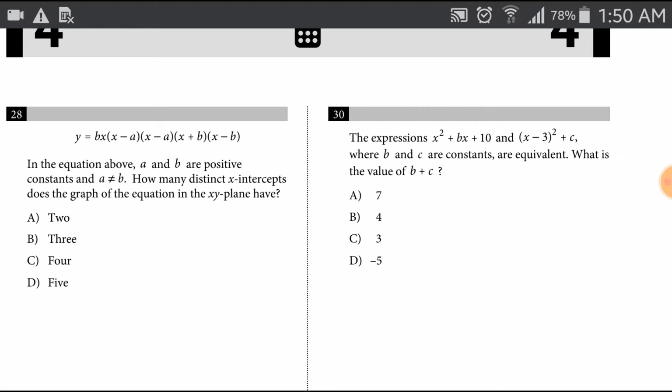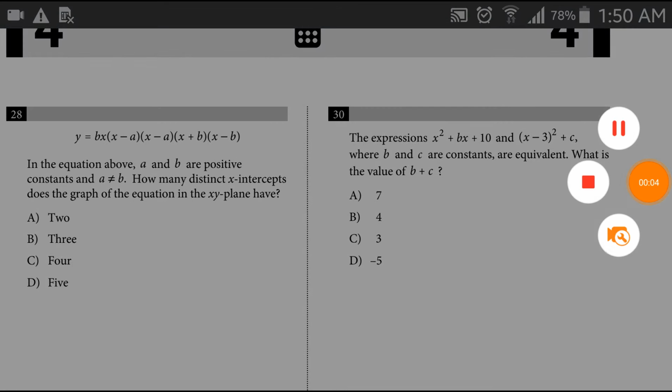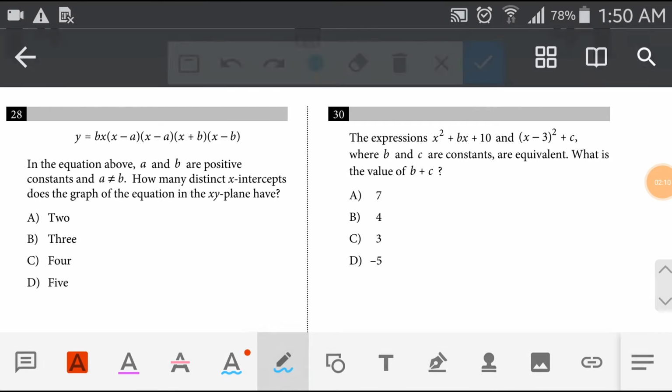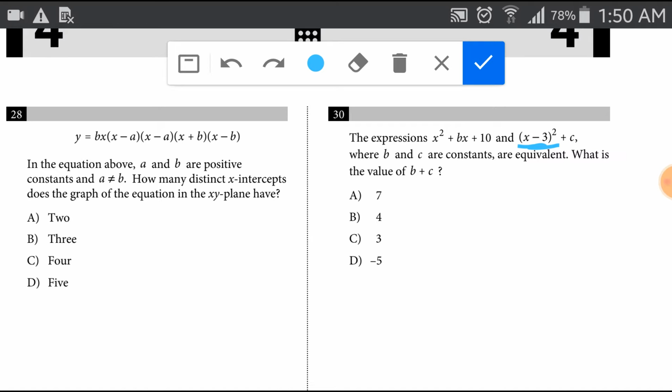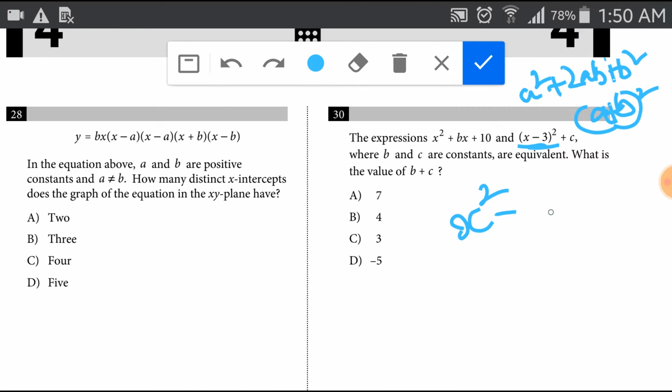Okay, so they're saying we have two expressions. They are equivalent. What's the value of B plus C? So now it makes sense to expand this thing right here, and then we can just compare the coefficients. So how about let's just do that. If I expand (x minus 3) squared, I'll get an x squared minus, it's always a squared plus 2ab plus b squared. Remember, whenever you have (a plus b) whole squared. So this is just going to be negative 6x plus 9 plus c.